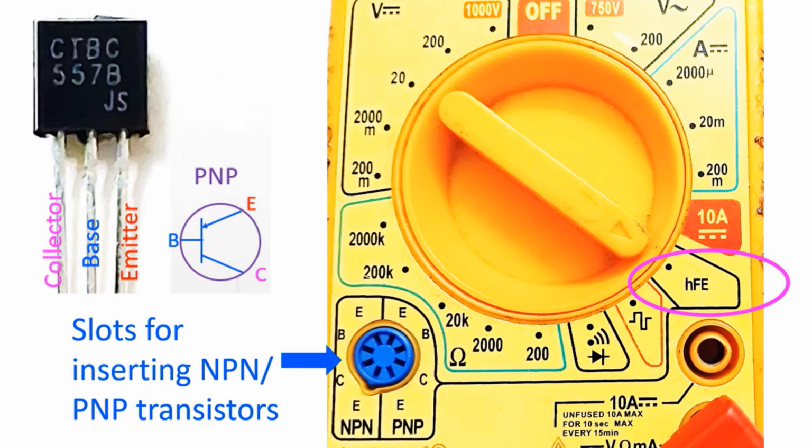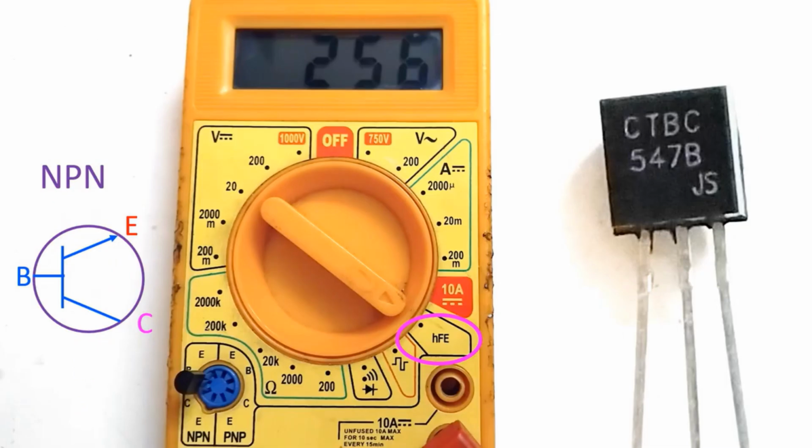Most digital multimeters have an option to check the HFE of transistors. The transistor has to be inserted in the NPN or PNP slots according to the pinout diagram and the selector knob turned to the HFE option to read the value on the digital display.